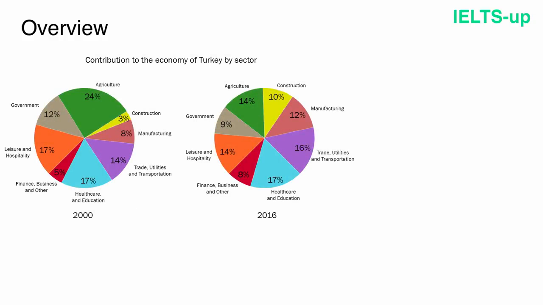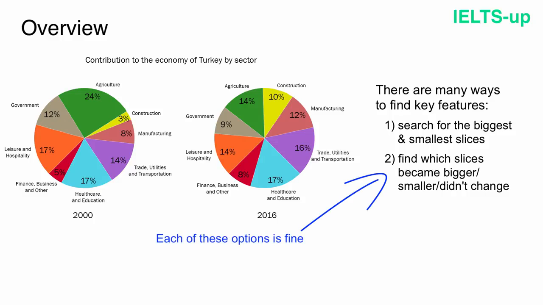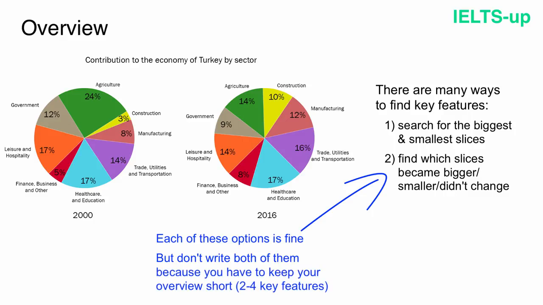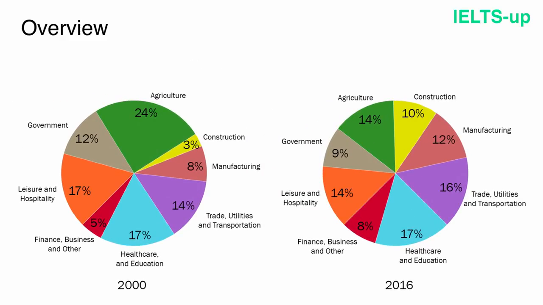So, let's look at our pie charts and identify some key features. Well, there are many ways to find the key features of our charts. First of all, we could search for the biggest and smallest slices of each pie chart. And secondly, we can find which slices became bigger and smaller or did not change. Each of these options is fine, but do not write both of them, because you have to keep your overview short. So I've decided to focus on the first option. Now let's look at each pie chart and find the key features.